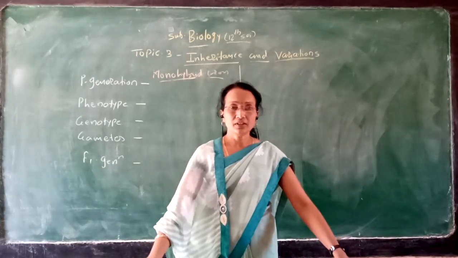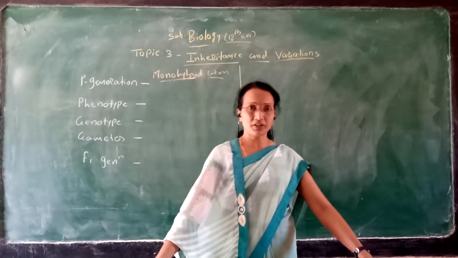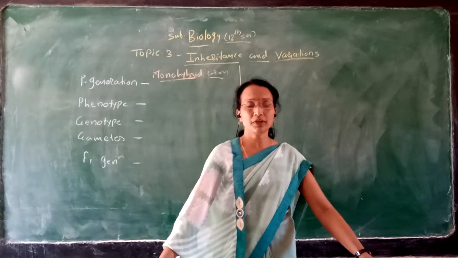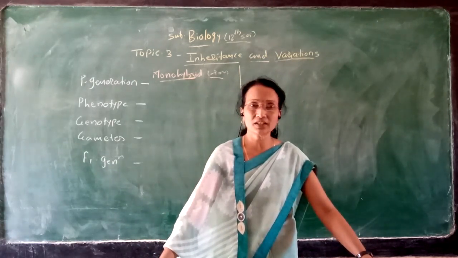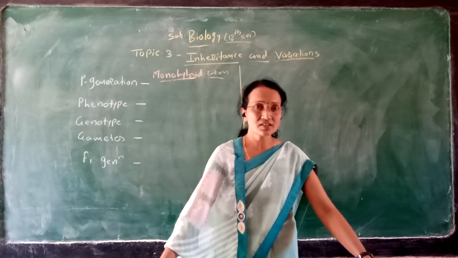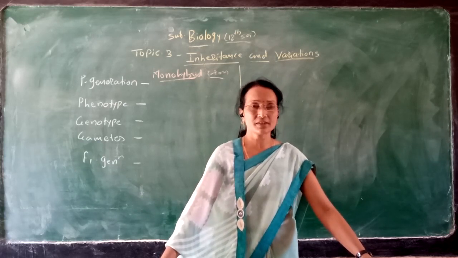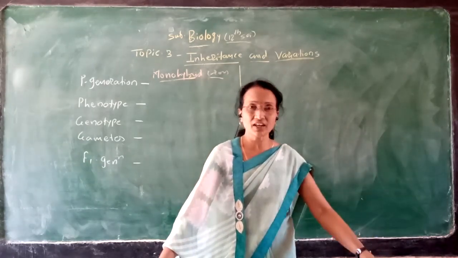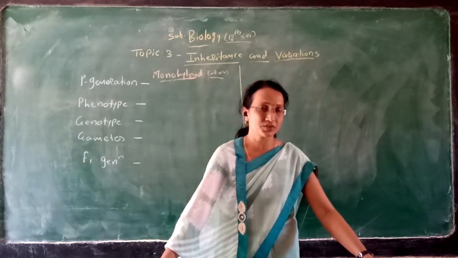So, first of all, the definition of monohybrid cross. A cross in between 2 pure parents having a single trait of contrasting character. Or a cross in between 2 pure parents having a single contrasting character. That one is a monohybrid cross.